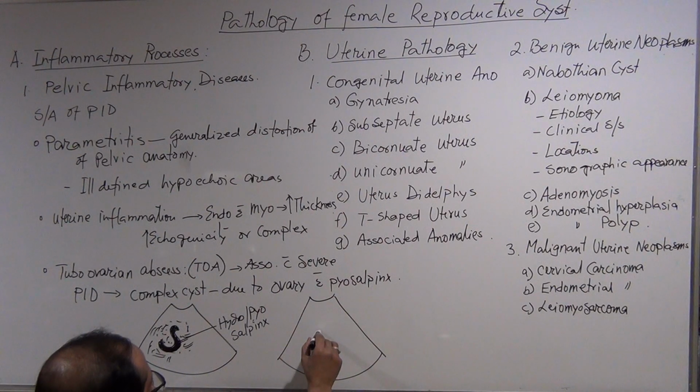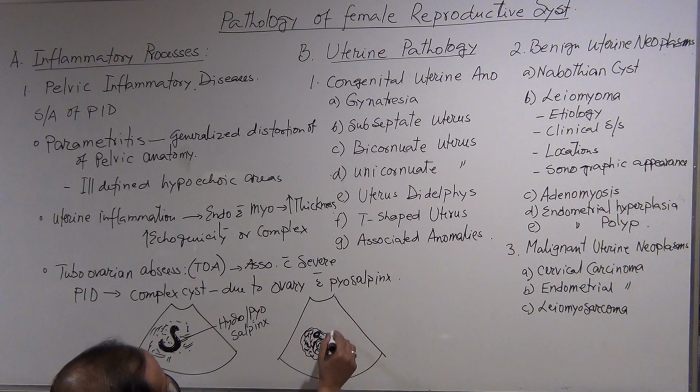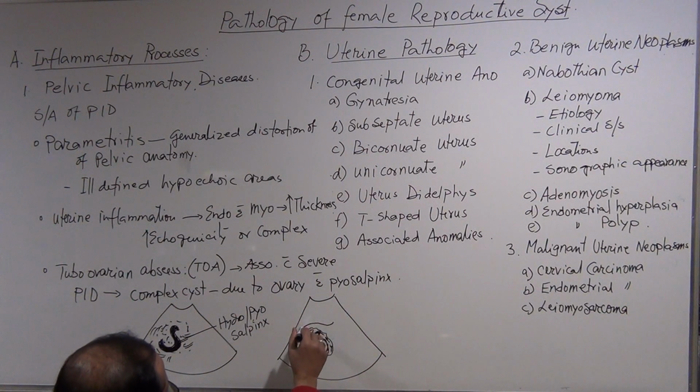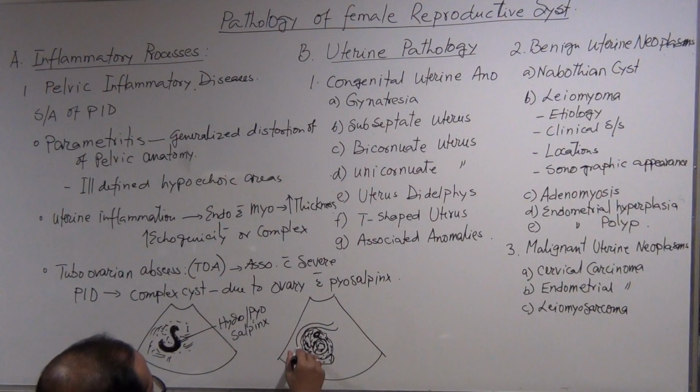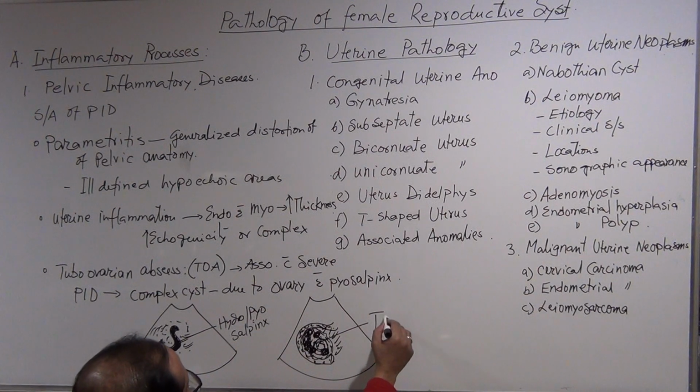And when you see something like this, you are scanning and you find this type of area and an ill-defined ovary. You can see around it is a lot of exudate. And the fallopian tube, you will see the fallopian tube coming like this, and you cannot differentiate the fallopian tubes. It is like this. And these are pockets of pus. Okay, we will call it tubo-ovarian abscess.